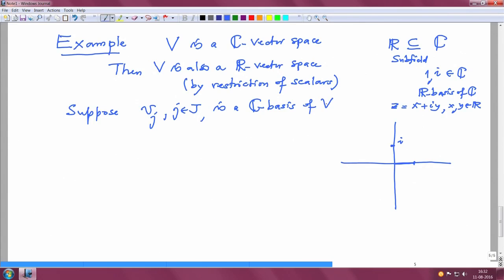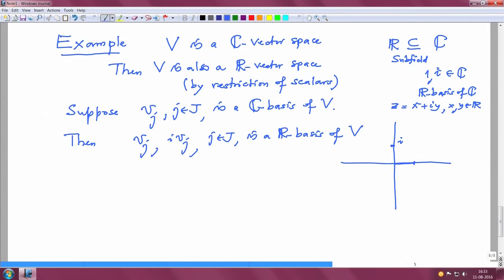Then I want to check that v_j and i times v_j, j varying in J, is an R basis of V. Remember this i is the complex imaginary number. So this is that i. I have avoided using i as an index.